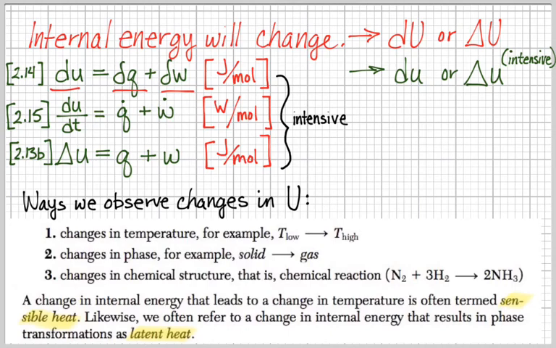Second, changes in phase. That is called latent heat. Latent heat, again, there is no temperature change. Latent heat is energy crossing the boundary to cause a phase change. That would be latent heat. And then the third, the changes in the chemical structure, we will associate with the heat of reaction, or enthalpy of reaction, as you will see later.